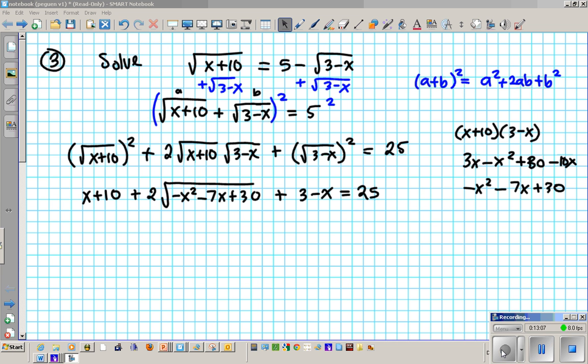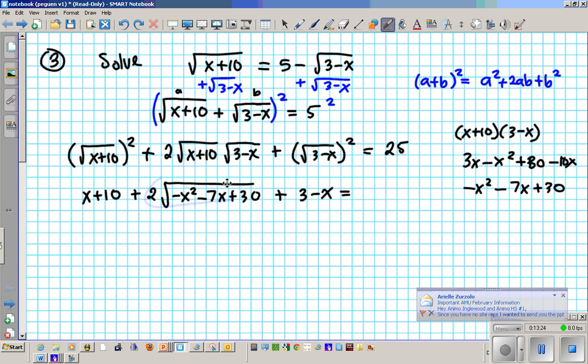Okay, so now what I want to do is isolate this radical. You see this radical right here? I want to isolate it so that I can eliminate it by squaring. So I need to isolate this radical component right here. How do I do that? I need to move everything to the other side. Oh wait, this is equal to 25. So move everything to this side. So let's simplify first before I start moving stuff over.